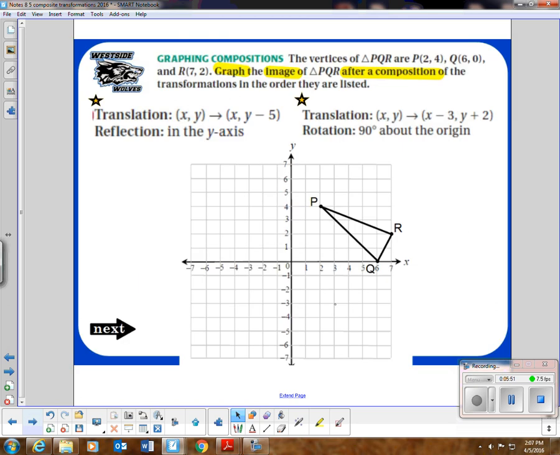All right, so these are 2 for you to do. It says graph the image of triangle PQR after a composition of the transformations in the order they are listed. So here's one. You do this one first, do this, then this, and graph that figure, and then you can get another graph. You can do this one, then this one. Okay, so pause the video, do those 2 problems, make sure you have on 2 separate graphs. We'll be checking that in class the next day.